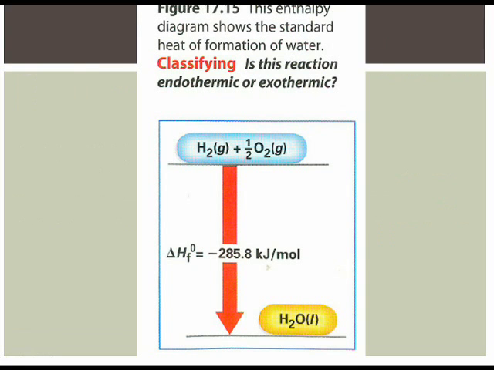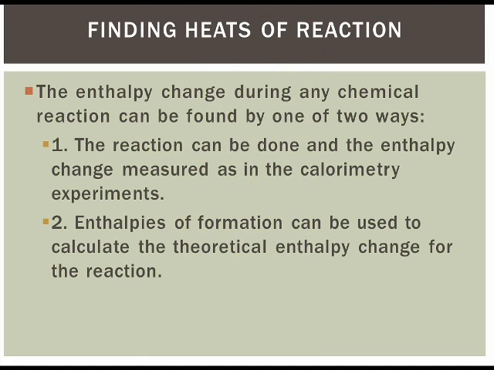So we show an enthalpy diagram here. We want to know, is this reaction endothermic or exothermic? Well, we can see it's a negative sign. So in order to create water, H2 plus 1/2 O2, it is an exothermic reaction. It produced heat, it produced energy, as we can see. So we're looking at heats of reaction here. How can we find how much heat was produced in a reaction?